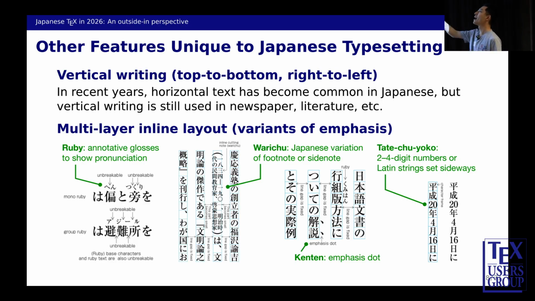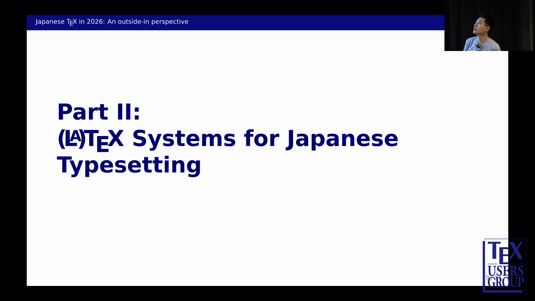But these are relatively minor and less important issues, at least for scientific writing, but still, if we want to have complete Japanese typesetting, then we have to address this kind of material as well. So those are basically the reasons why we had to implement our own special Japanese TeX engine quite a while ago.